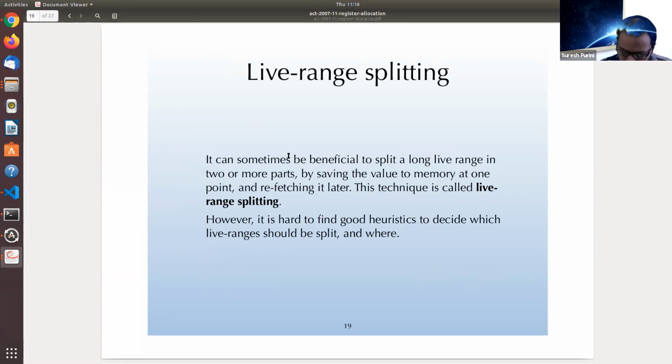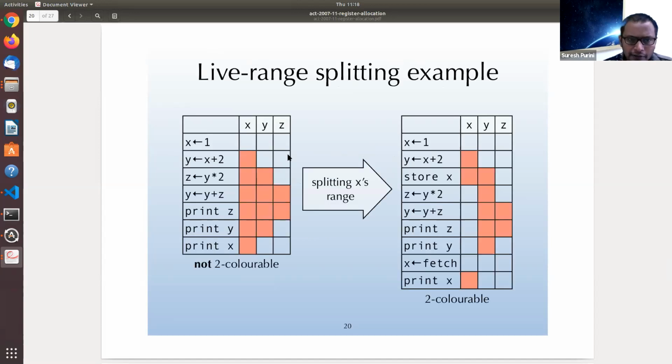And one more important idea is what is called live range splitting. If you see the variable x in this example, the definition point is here, and the last use point is here. So the live range of the variable is the whole thing. And because of that, the variable x interferes with variable y and variable z, so the graph is not 2-colorable. So you have to generate spill code, and so on and so forth.